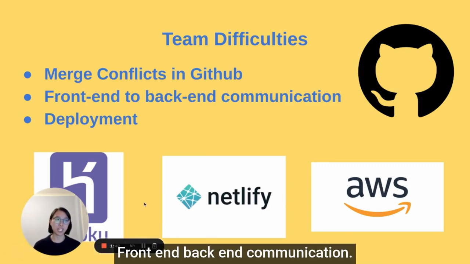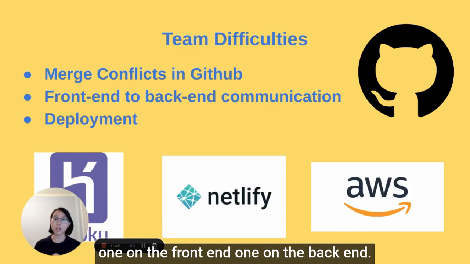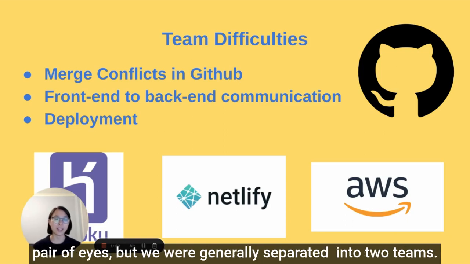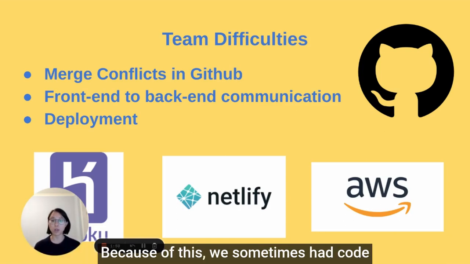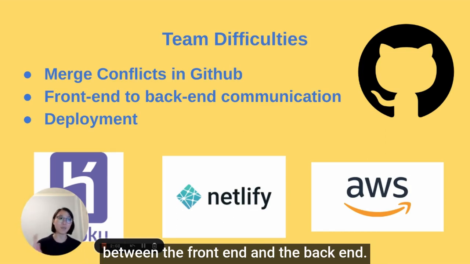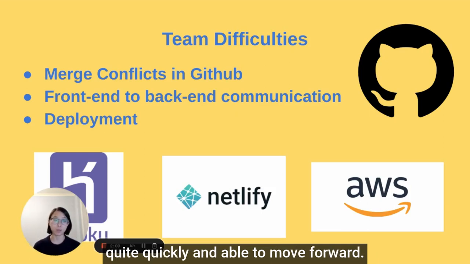Front-end to back-end communication. We were mainly working in two teams of two, one on the front end and one on the back end. We occasionally stepped in to give input or act as another pair of eyes, but we were generally separated into two teams. Because of this, we sometimes had code that was formatted in a slightly different way between the front end and the back end. However, we were able to fix these errors quite quickly and able to move forward.